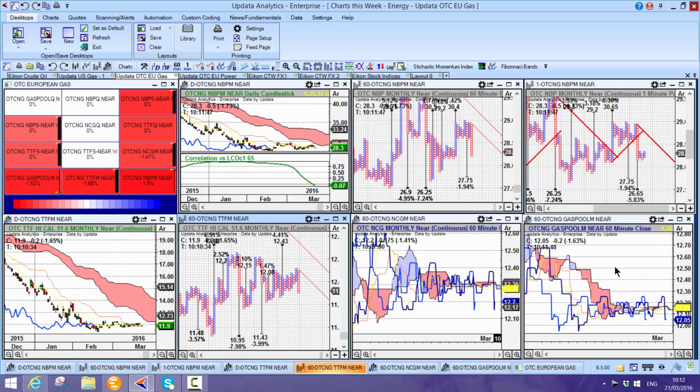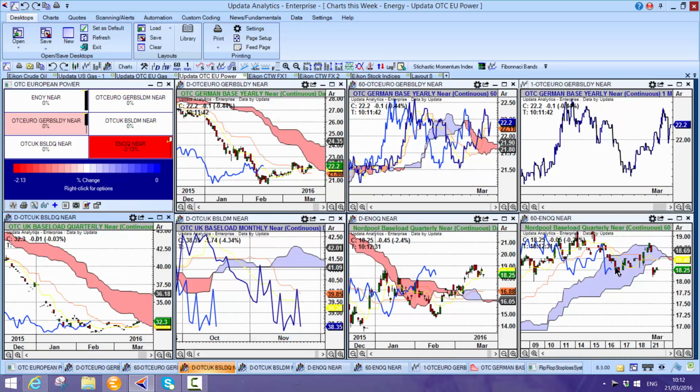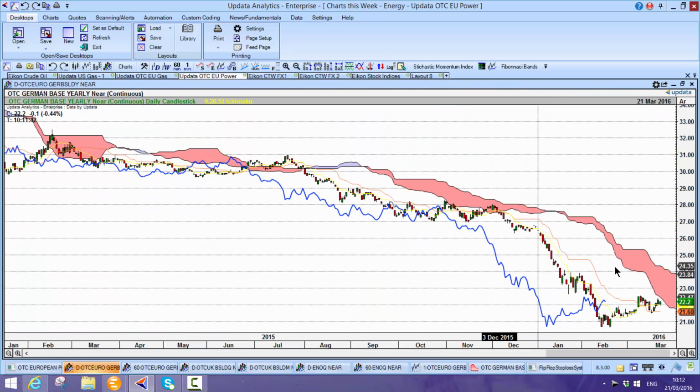So here we see also NCG and Gaspool pulling below, so not a great start to the week for European gas prices. If we look at German power, again, this could be coming off your Trayport screen, consolidated broker data.